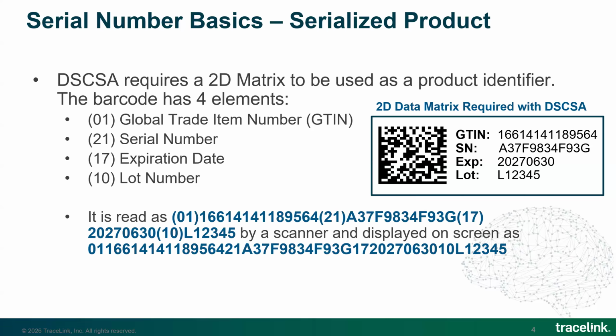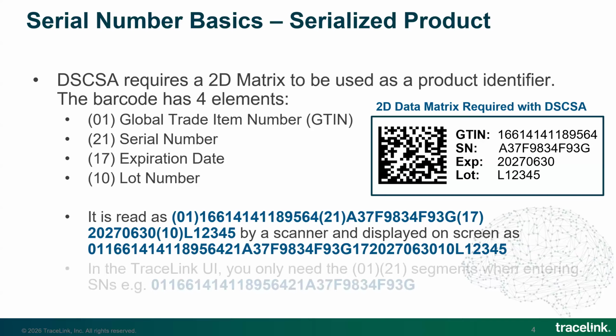I bring this up because sometimes people have said, well, my serial number is, in this case, A37F9834F93G. And you have to remember that that's really just a part of it. You can have multiple products that have that same serial number, but when you combine the GTIN and the serial number, and then even the lot and the expiration date, now you have a very unique number. And that is the full serial number that is on that bottle or on that case.